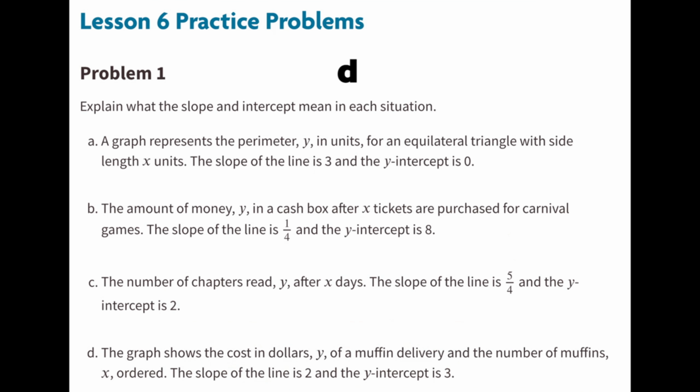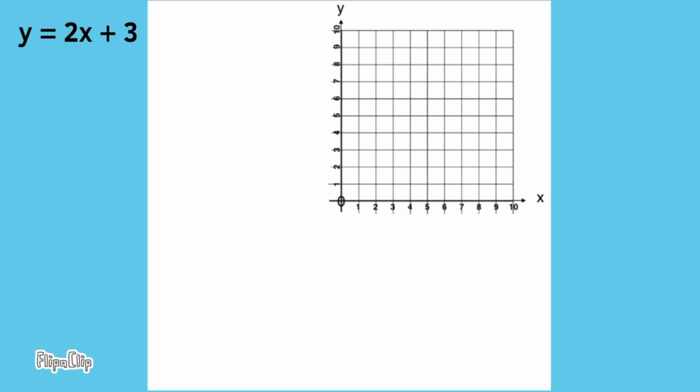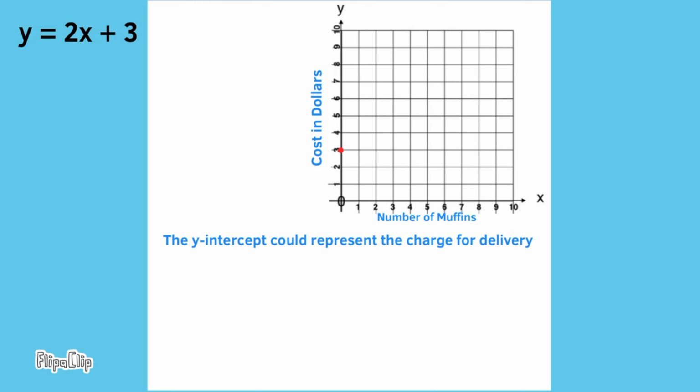D. The graph shows the cost in dollars, y, of a muffin delivery and the number of muffins, x, ordered. The slope of the line is 2 and the y-intercept is 3. I wrote the equation y equals 2x plus 3 to represent this situation. The x-axis represents the number of muffins. The y-axis represents cost in dollars.